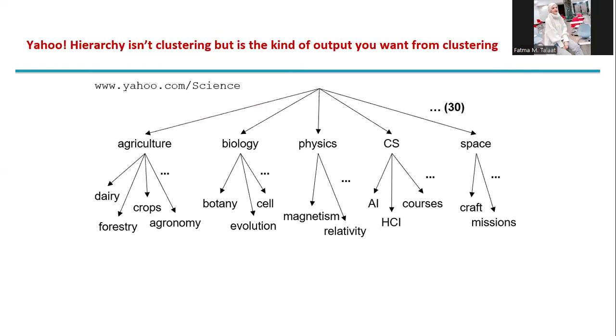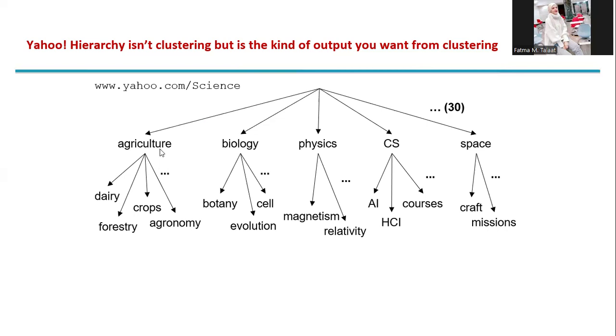Hierarchy للclustering: لو أنا عندي URL مثلا ومنه hierarchies is not clustering, but is kind of output you want from clustering. صنفنا الداتا بتاعتي ل agriculture, biology, physics, computer science, space. دي كلاستر أو جروبينج. كل جروبينج ليه اسم معين.